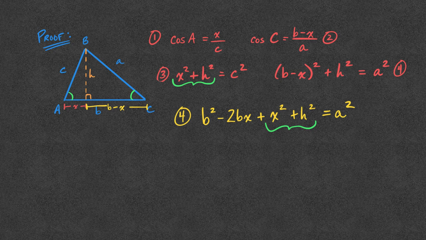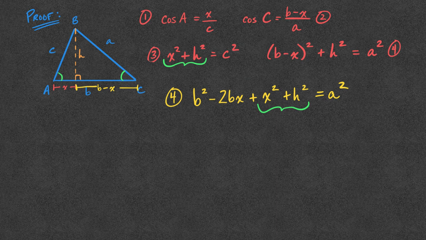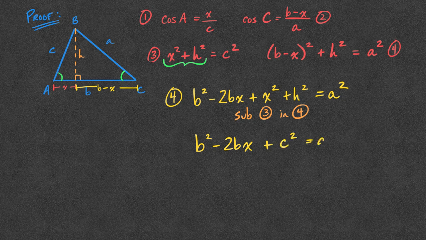Okay, I want to highlight what's going to happen. I can take equation 3 and I can sub it into this equation 4, the gold equation. If I go ahead and sub equation 3 into this equation 4, you will notice that I can eliminate my x squared plus h squared by replacing it with a c squared. This is my strategy that I'm going to use.